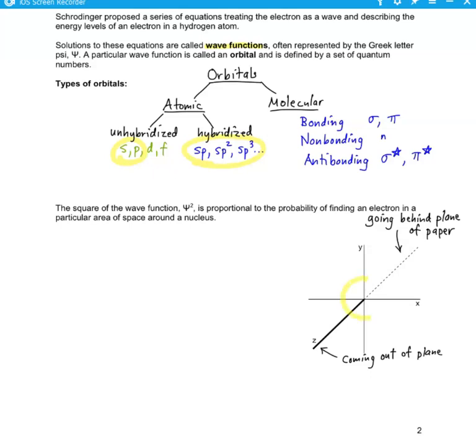Okay, so let's put an orbital on this coordinate system, and that's a spherical orbital, so you know that that's going to be an s orbital, because that's the characteristic shape of an s orbital, a sphere. The origin represents the nucleus.